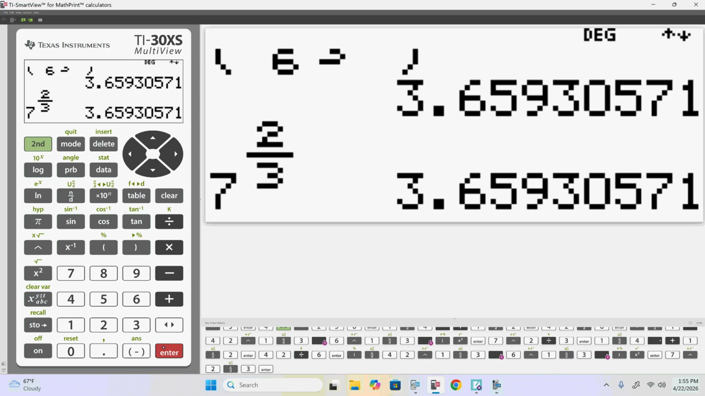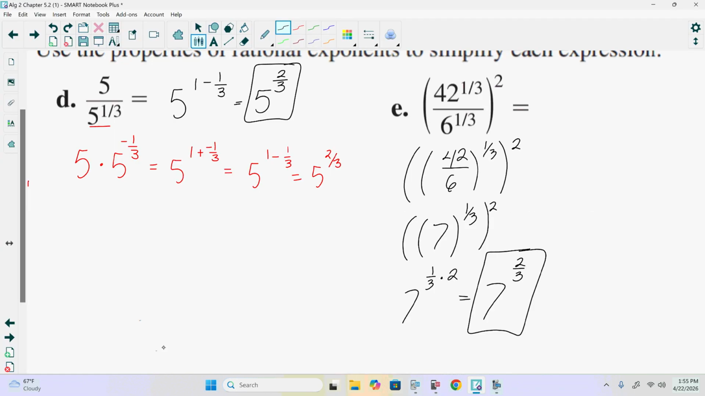Easy way to check, just make sure we got it right. I just stick both of them in the calculator because we just have numbers, no variables. See, do they have the same expression, same value? So 7 to the 2/3 is the last answer. Questions on these here?